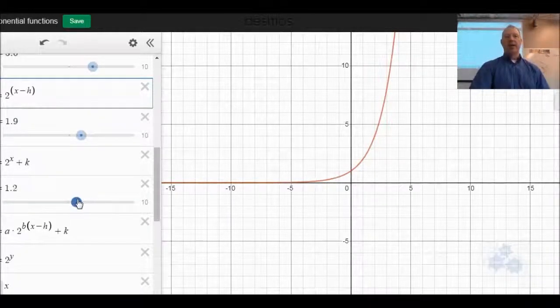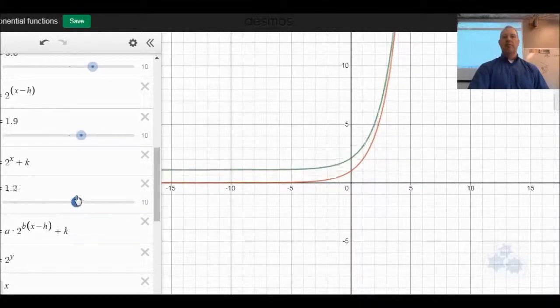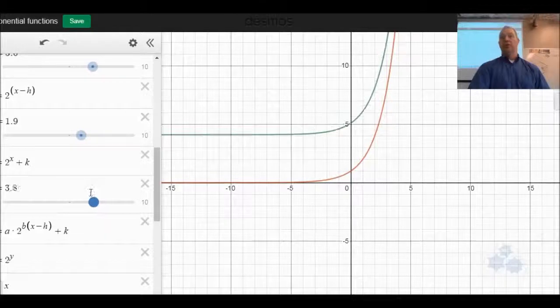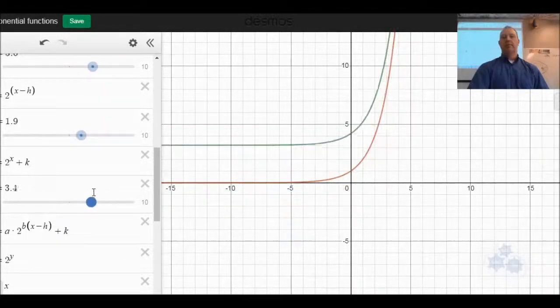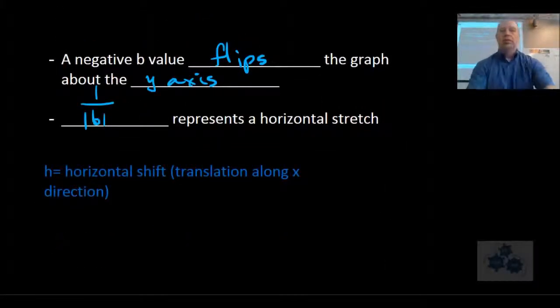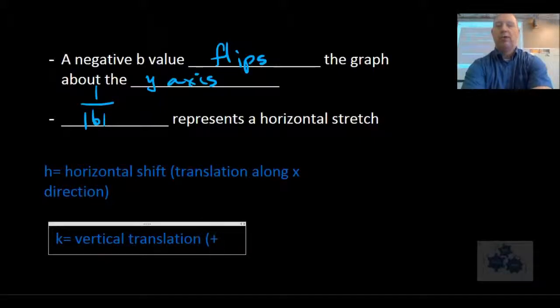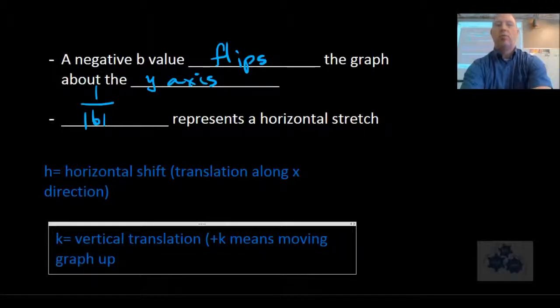Okay, so if we have a k value of 0, we have a function that's exactly the same as 2 to the power of x. But as we increase k, what happens is it moves everything up. So this is a vertical translation, up and down. So k is a vertical translation. If you have plus k, it means moving the graph upward. Negative k moves down k units.